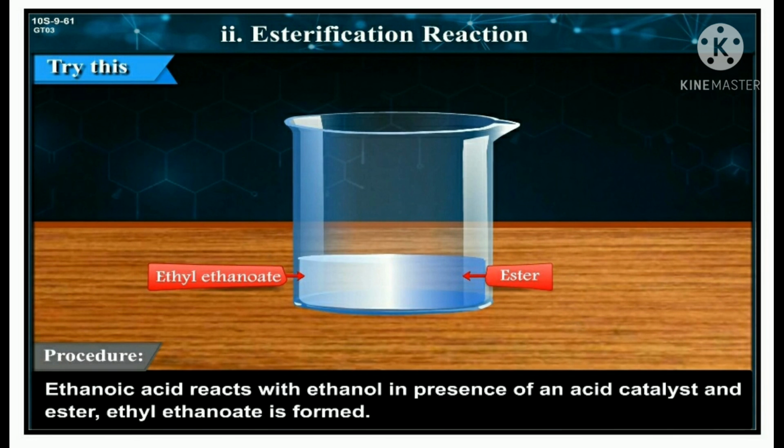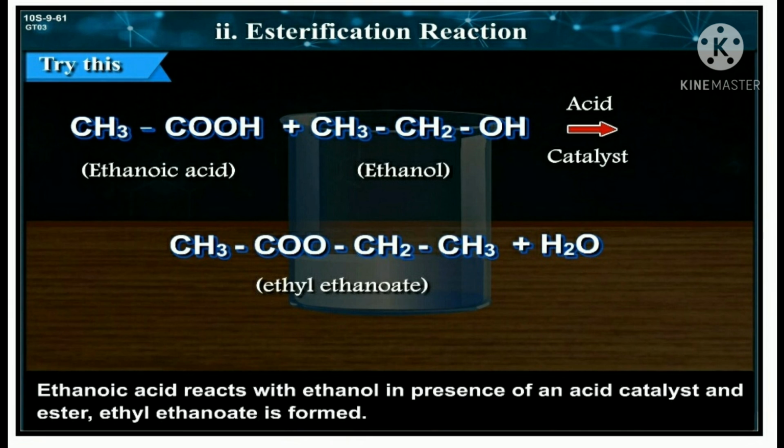Ethanoic acid reacts with ethanol in presence of an acid catalyst and an ester, ethyl ethanoate, is formed. The reaction is CH3COOH ethanoic acid plus CH3CH2OH ethanol, in presence of an acid catalyst, gives CH3COOCH2CH3, that is, ethyl ethanoate, and water.